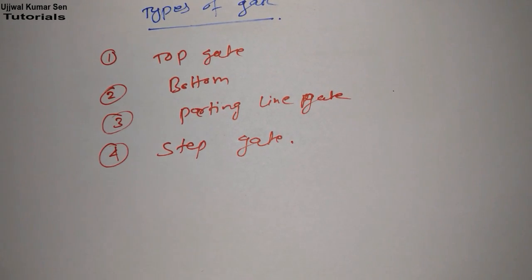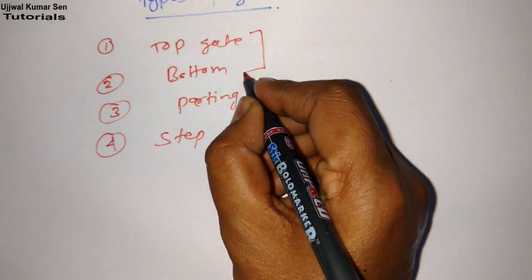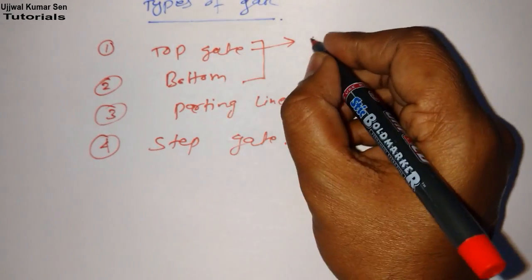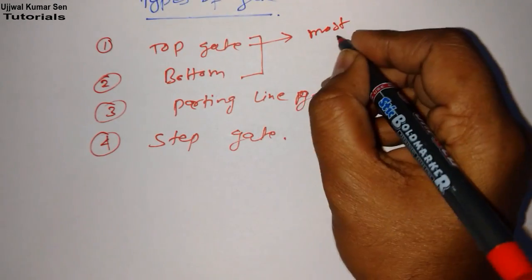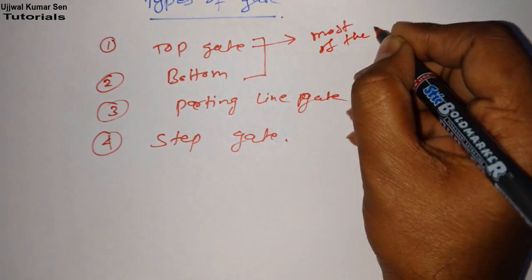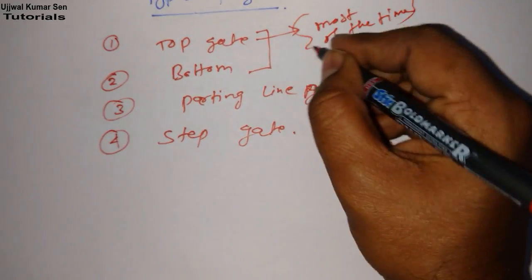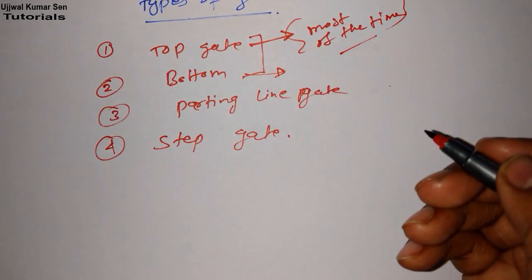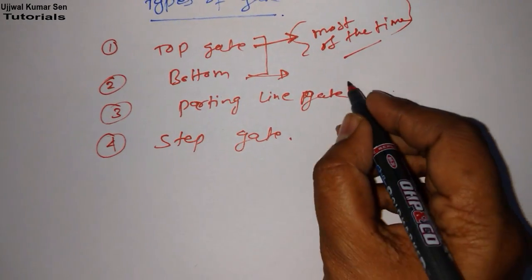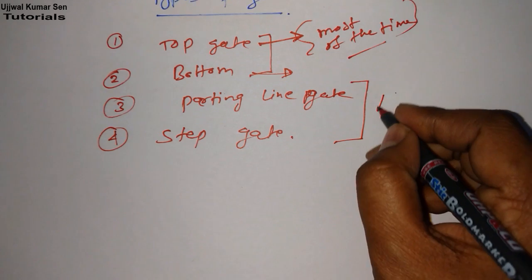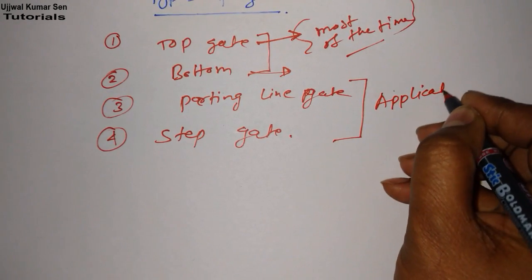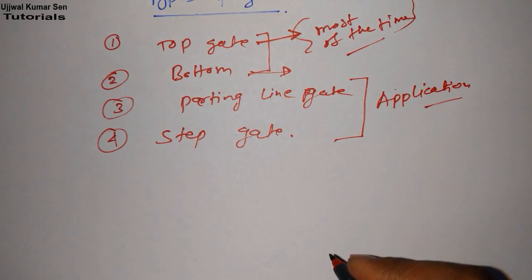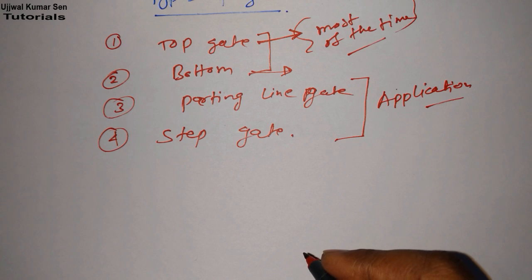For the numerical point of view, from this top gate I have seen that most of the time they ask questions from the top gate only. But bottom gate is also important because it has a few formulas too, just like top gate. And for parting line gate and stab gate, they will probably ask you only the application, nothing else. So don't get confused in that.